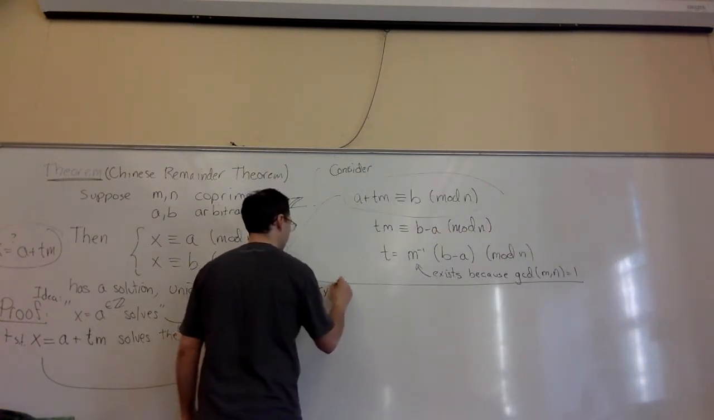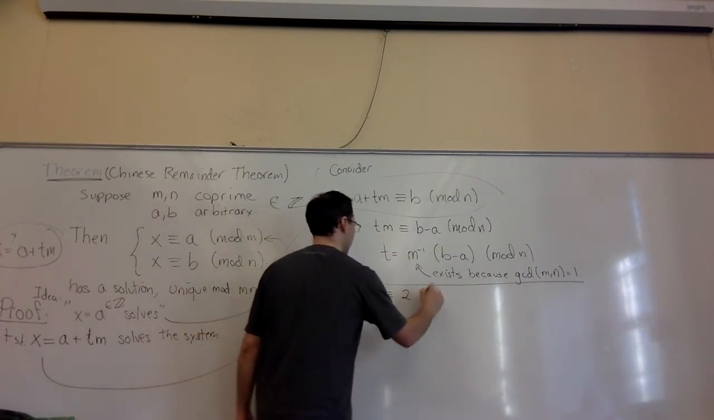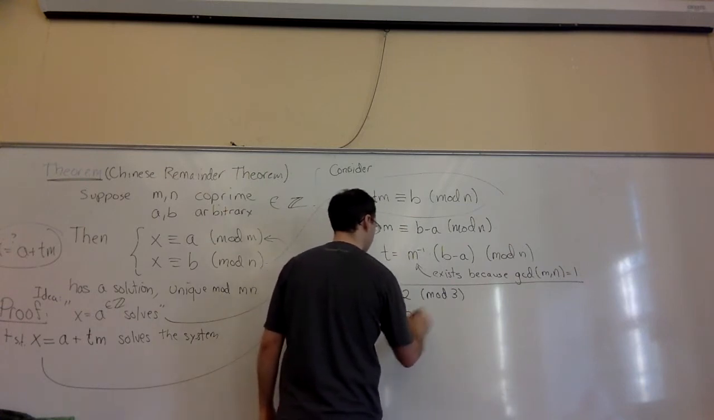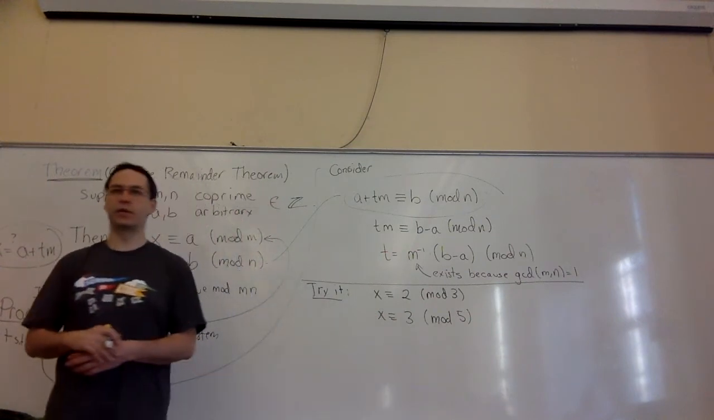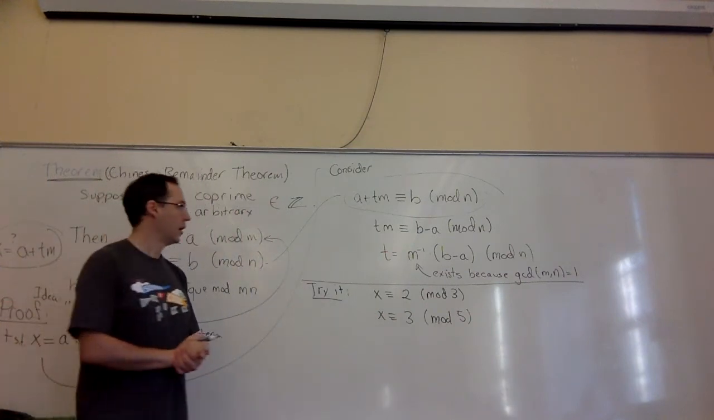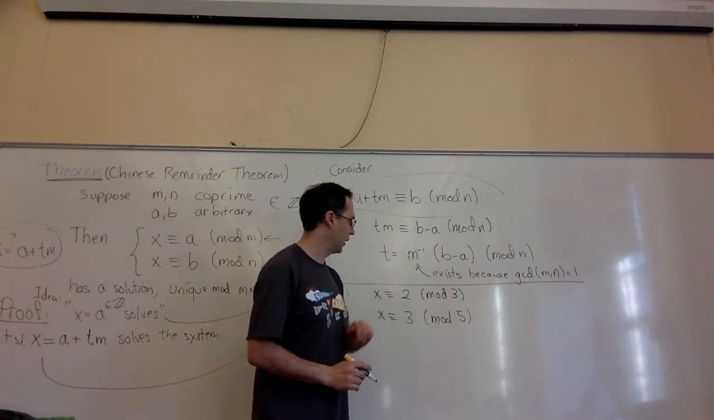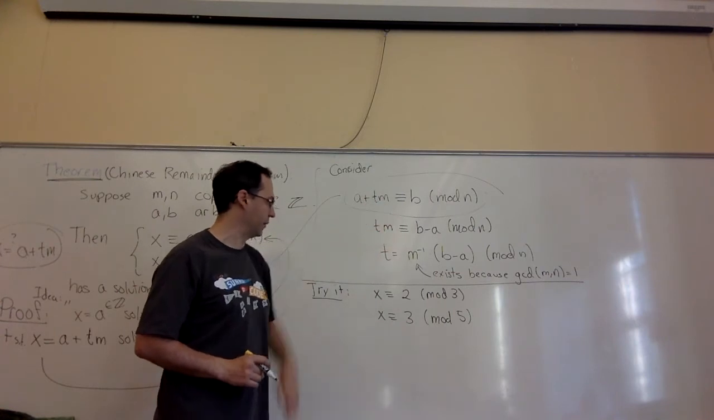Let's just try it. So we'll try kind of the simplest one imaginable. X is congruent to 2 mod 3. X is congruent to 3 mod 5. Okay, the hypothesis that 3 and 5 are co-prime is satisfied, so we're good. A is 2, B is 3, M is 3, N is 5. Let's see what the solution is here, modulo n.